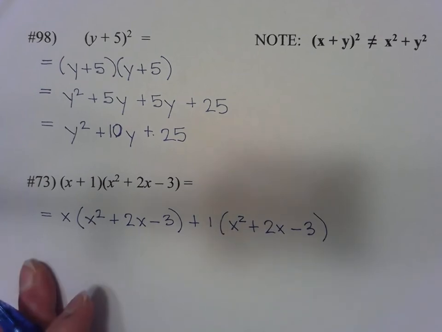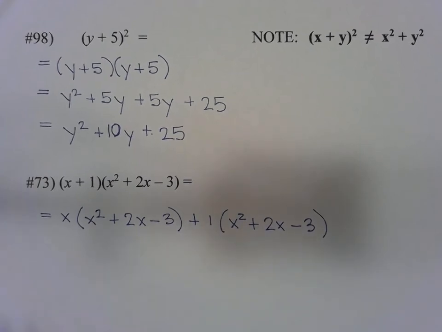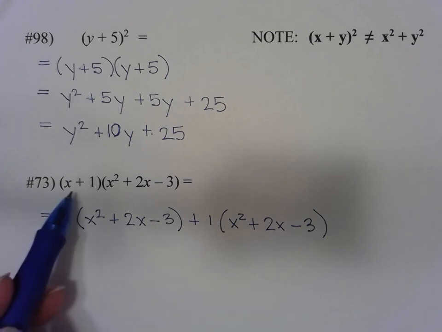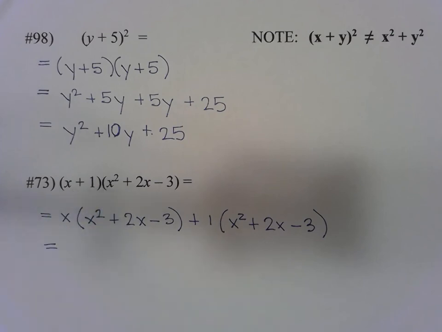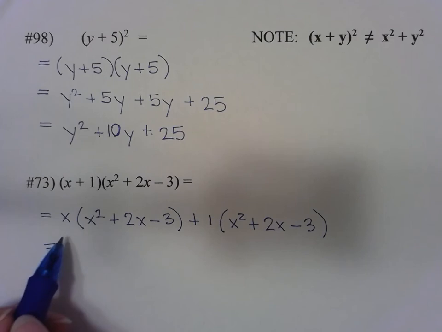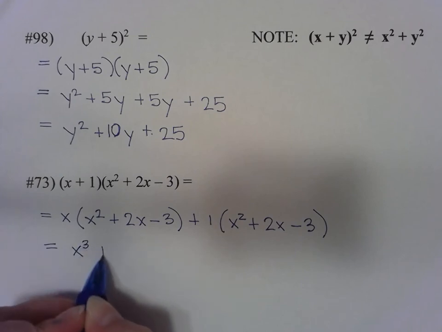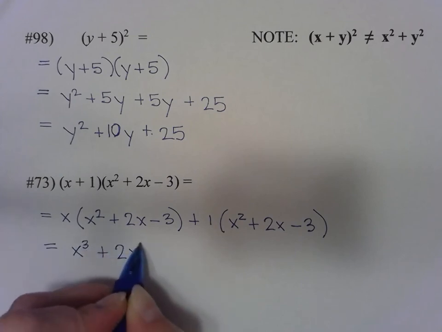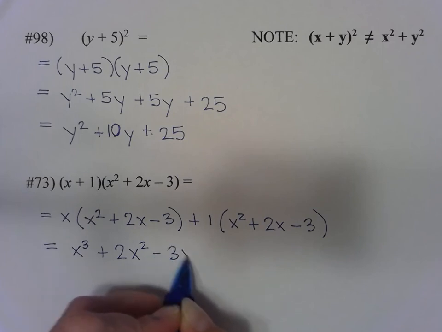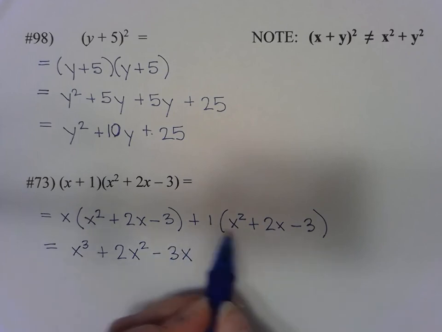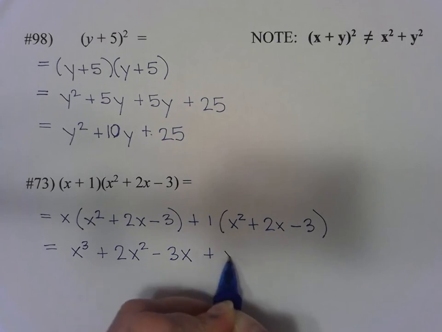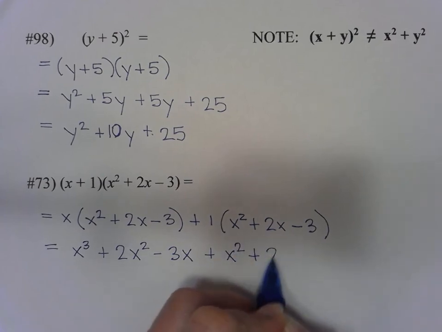I like to do it that way because that way I know I didn't miss any of the parts, right? 2 parts by 3 parts means I'm going to get 6 pieces before I combine like terms. And it is good to make sure you don't miss any of those. This is my way of making sure I don't miss them. Okay, so I'll distribute my x, and I'll get x cubed plus 2x squared minus 3x. And then I'll distribute my 1.